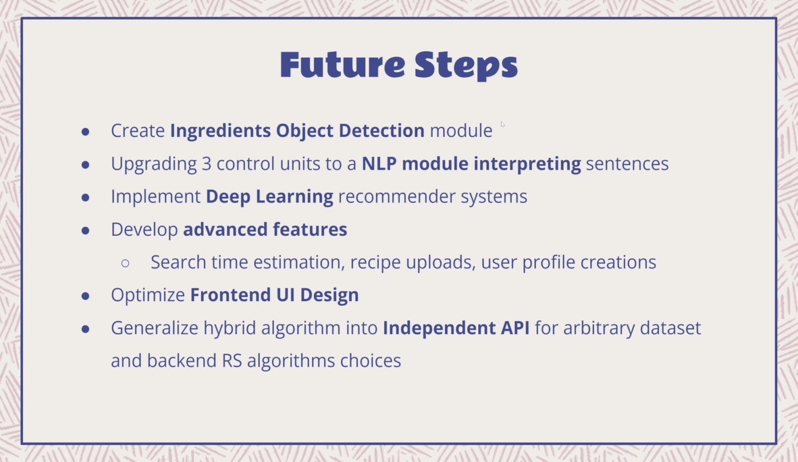Definitely, our project is not perfect at this stage. So in the future, we want to create the ingredients object detection module and upgrade 3 control units to an NLP module interpreting sentences. We also want to implement deep learning recommender systems and develop advanced features such as time estimation, recipe uploads, and user profile creation. We want to optimize our front-end UI design to make it look better and generalize our hybrid algorithm into an independent API for arbitrary datasets and backend RS algorithm choices.